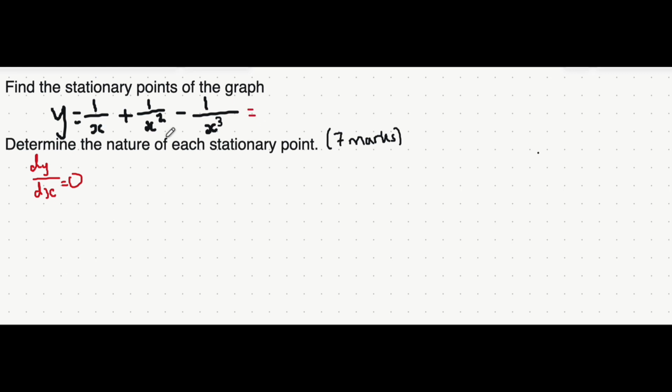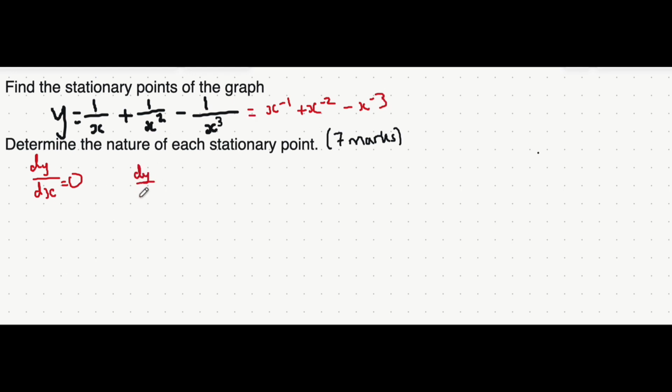In order to help us differentiate, we're going to first put it into a format where it's easy to differentiate. So 1 over x, we can write that as x to the minus 1. 1 over x squared, we can write that as x to the power of minus 2. And 1 over x cubed, we can write that as x to the power of minus 3. Now that it's in this format, it's a lot easier to differentiate in my opinion.